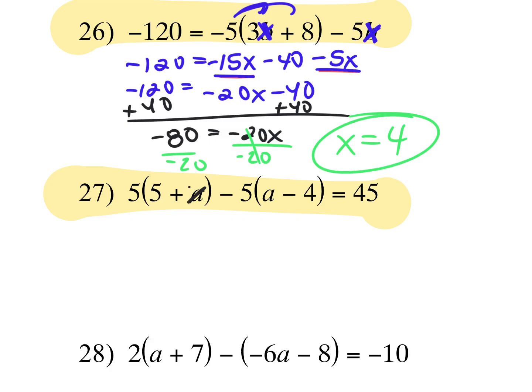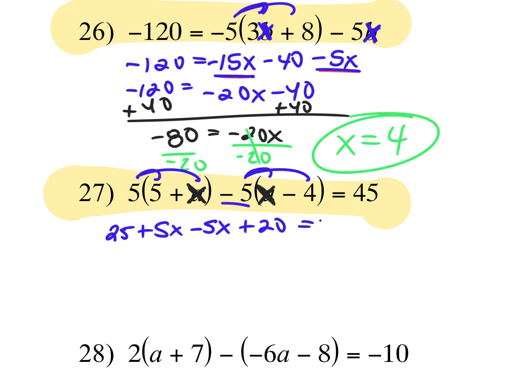All right, again, I'm going to change this to x. Before I can start moving things from one side to the other, what do I need to do first? Distribute. 5 times 5 is 25. 5 times x is 5x. I'm distributing a negative 5 here, so negative 5 times x is minus 5x. Negative 5 times negative 4 is positive 20 equals 45, right? Let's clean up. Let's combine like terms. What happens right here with a positive 5x and a negative 5x? They cancel, right?